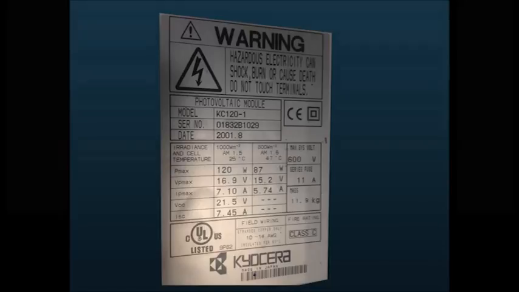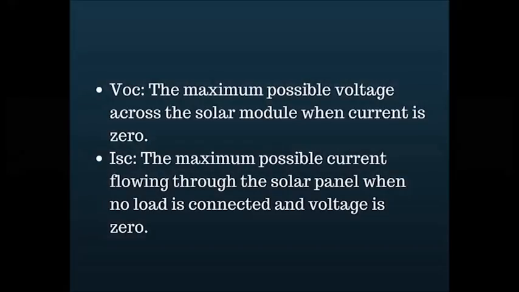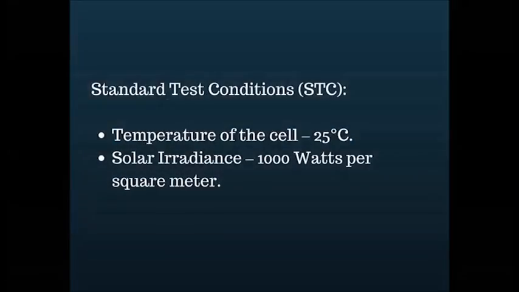You will find there the maximum power a solar module can produce, Pmax, the voltage at which maximum power is produced, Vpmax, the current at which maximum power is produced, IPmax, the maximum possible voltage across the solar module when current is 0, VOC, the maximum possible current flowing through the solar panel when no load is connected and voltage is 0, ISC.